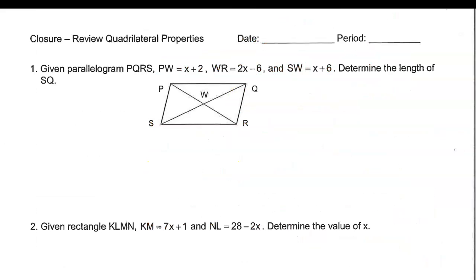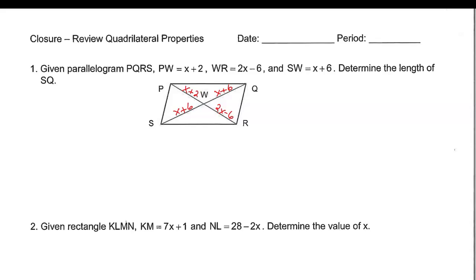We're going to apply the properties that we just learned to these three problems. Given the parallelogram PQRS, PW is x plus 2, WR is 2x minus 6, and SW is x plus 6. Now I'm noticing that we are getting pieces of the diagonals. The property for a parallelogram and its diagonals is that the diagonals bisect each other. So that means if SW is x plus 6, then WQ is also x plus 6. The diagonals bisect each other.